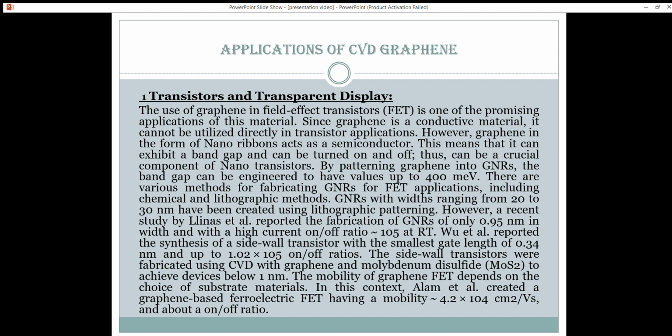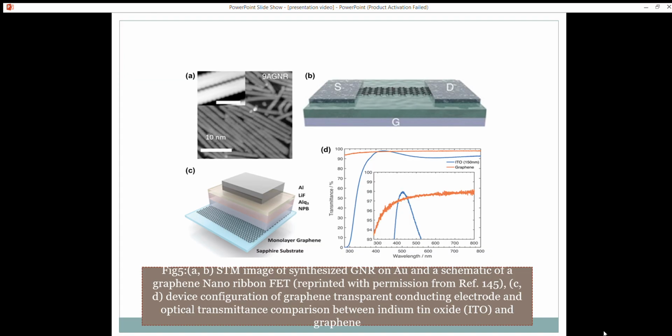The mobility of graphene field effect transistors depends on the choice of substrate materials. In this context, Alum created graphene-based ferroelectric field effect transistors having a mobility of 4.2 × 10^4 and about on and off ratio. This is basically in figure 5a and b. We will see the STM image of synthesized GNR on gold and a schematic of graphene nanoribbon field effect transistors.